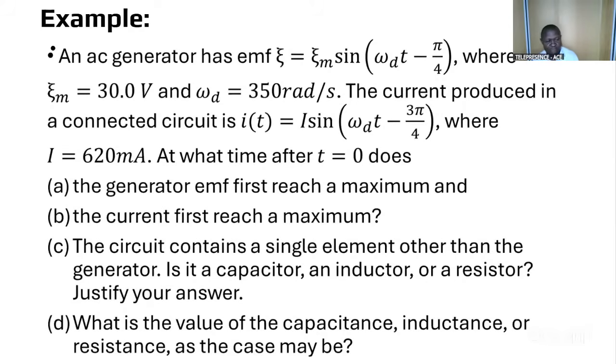The first question is to find the time after t equals 0 that the generator will reach its maximum EMF, and also the time after t equals 0 that the current will reach its first maximum. Also, we have to justify that the circuit contains another element, so we want to know whether the circuit is purely capacitive, inductive, or resistive. If it is purely capacitive, we find the capacitance. If it is purely inductive, we find the inductance. And if it is purely resistive, we find the resistance.